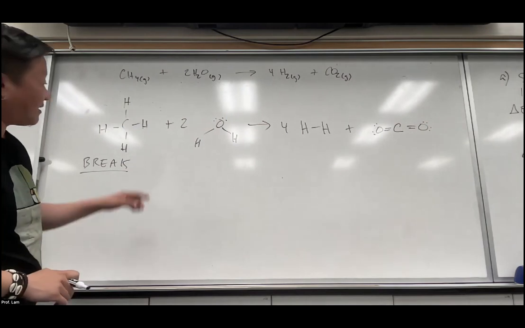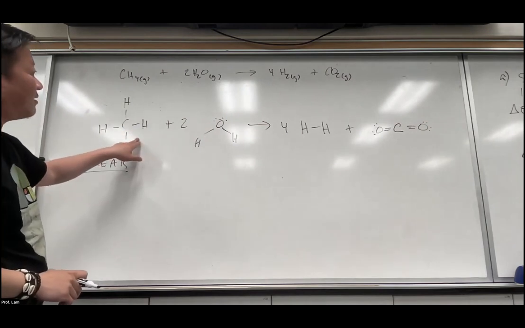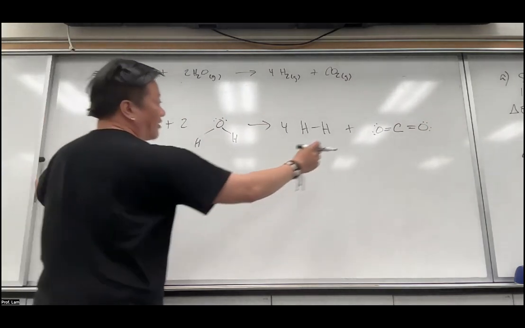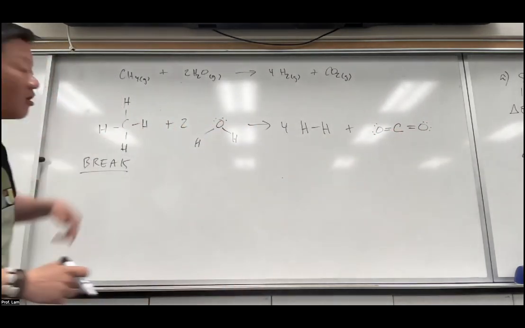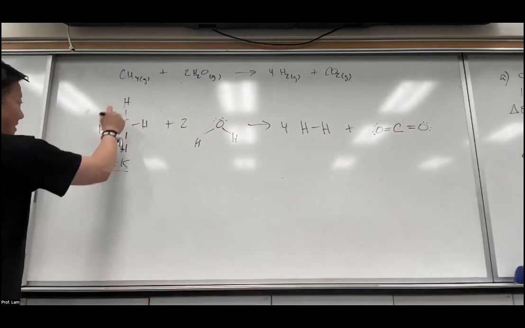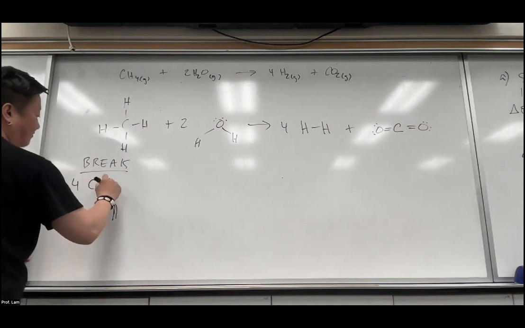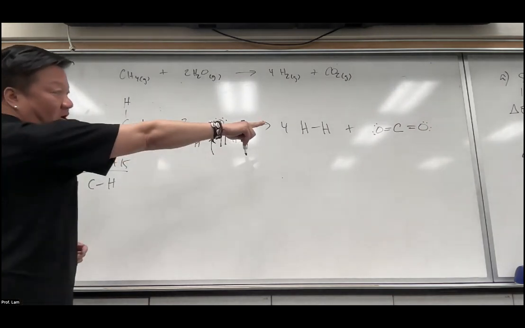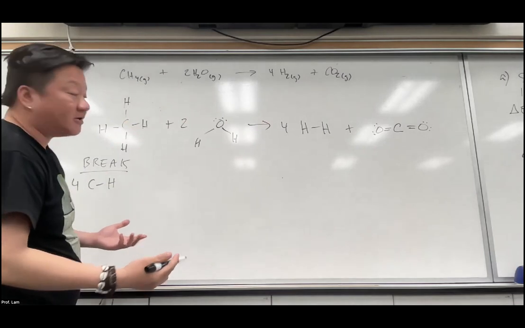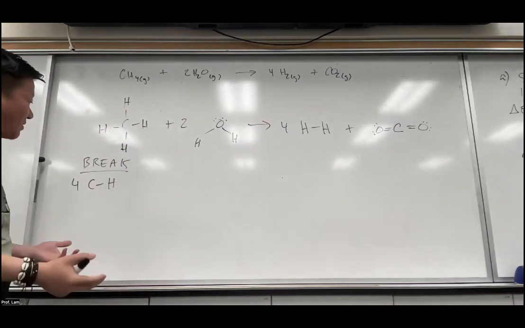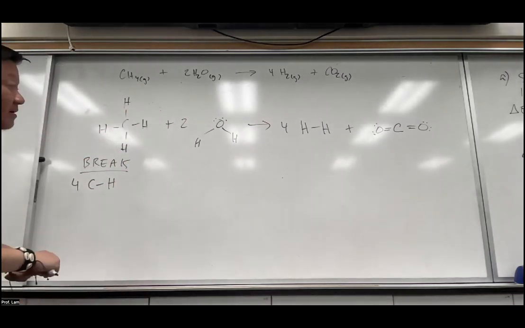Okay, let's see. From CH4, where's my carbon over here? I had to break all the carbon-hydrogen bonds. So how many is that? 4. Okay? Because the carbon over there is not attached to any hydrogen. So that means all the CH bonds were broken, right?